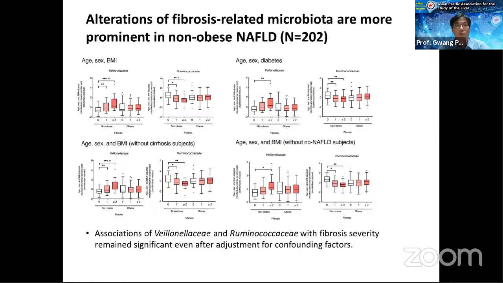When you look at this more specifically, at the particular families of these gut microbiota, Veillonellaceae were positively associated with the increased fibrosis levels. And on the other hand, Ruminococcaceae were negatively associated, particularly among only the non-obese population, with the different criteria, without the cirrhosis subjects or with non-NAFLD subjects. For only the severe fibrosis, this pattern was quite similar.